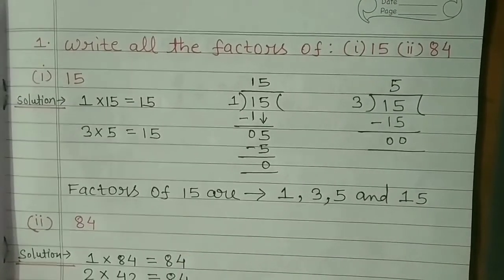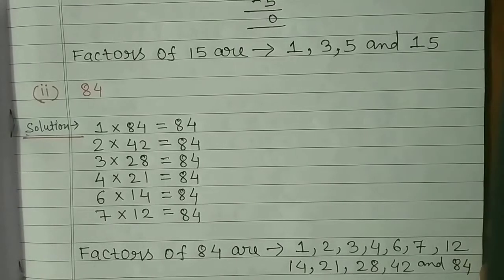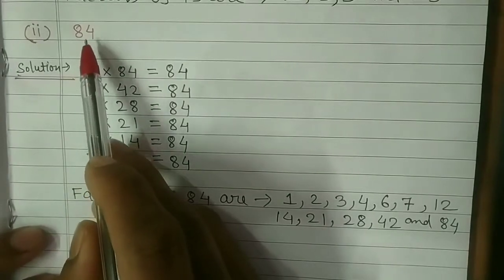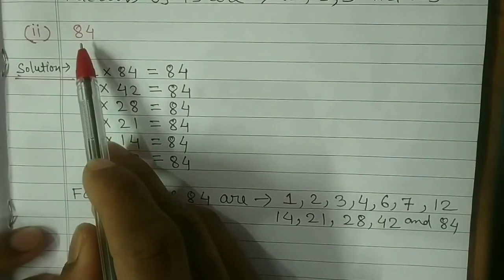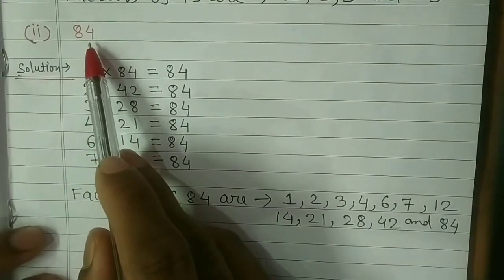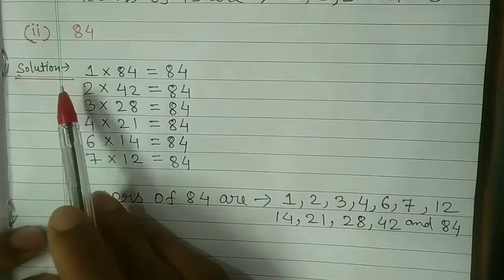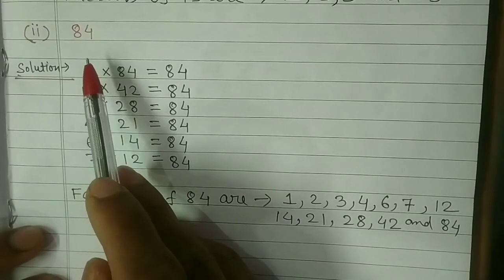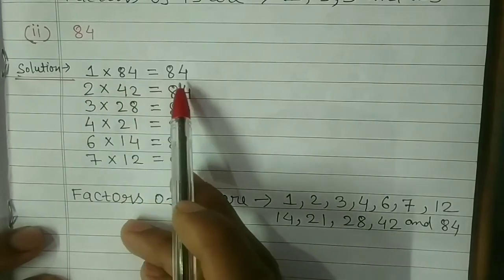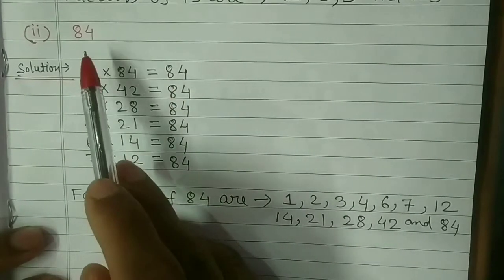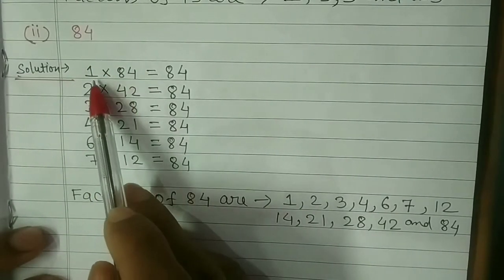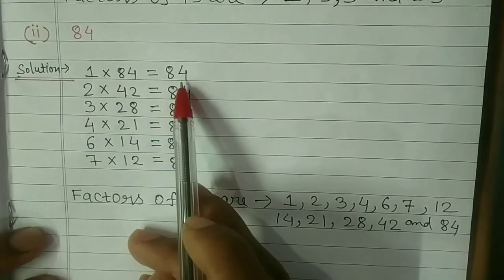Now the next question. Now the next number is 84. So now we are going to find all the factors of this number 84. So here is the solution. As we know that 1 is a factor of every natural number, so 1 into 84 equal to 84. 1 divides this number completely and the quotient will be 84. So I have written 1 into 84 equal to 84.